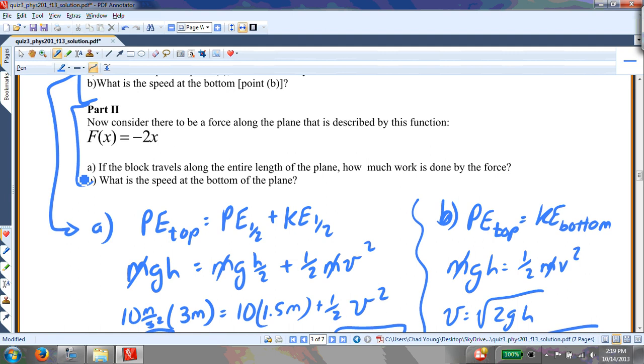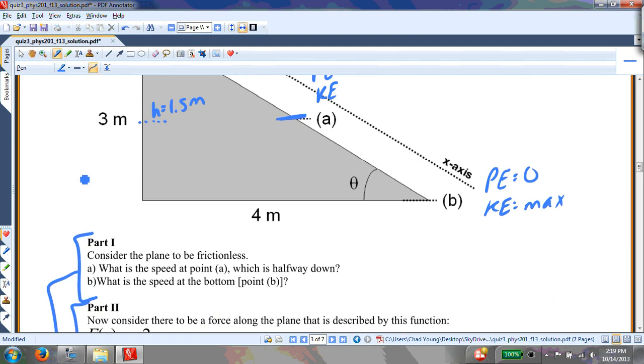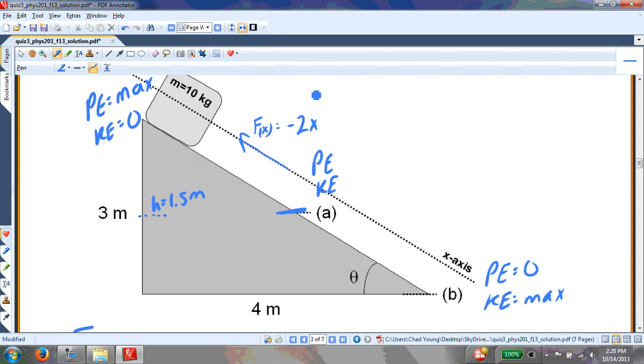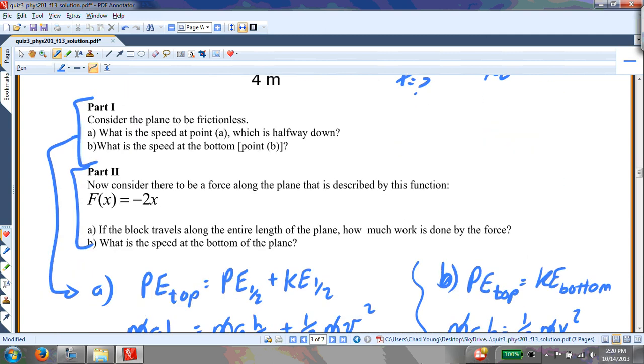Now let's look at part 2. Now I have a force that is described by this function, that the force is equal to negative 2x, means it's in the negative x direction, but it's proportional to x. So as x increases, then the force will increase. I'm going to take this to be x equals 0, and then it's going to go down here to x equals some final destination. And I want to integrate. In order to look at this first problem, I want to know how much work is done by the force.